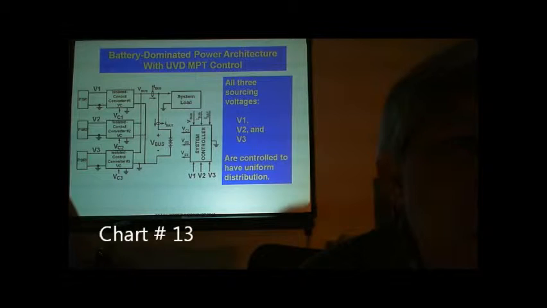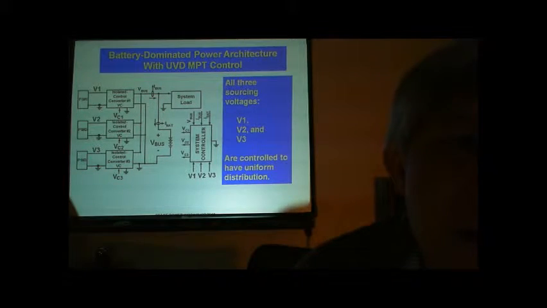This example shows the practical or implementable power architecture based on battery dominant power architecture that accommodates uniform voltage distribution maximum power tracking control. In this architecture, all three sourcing voltages V1, V2 and V3 are controlled to have uniform distribution.